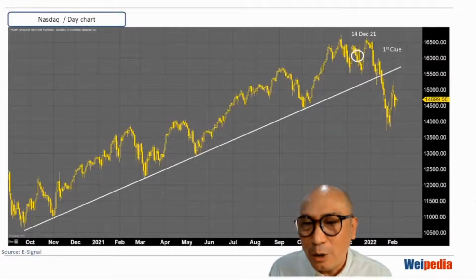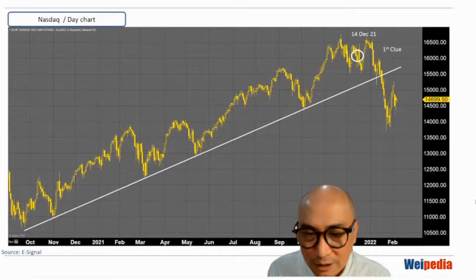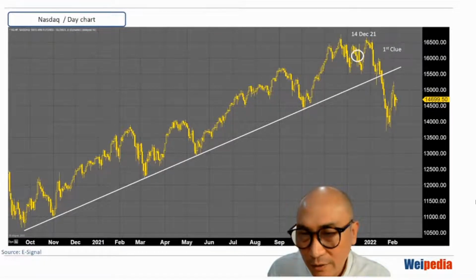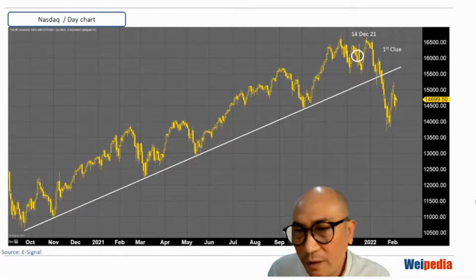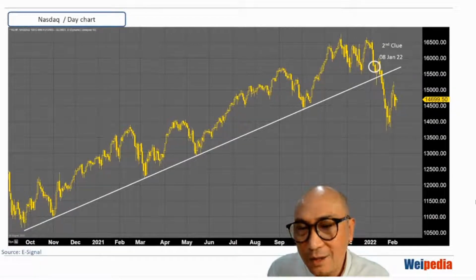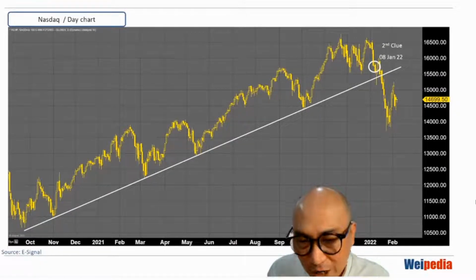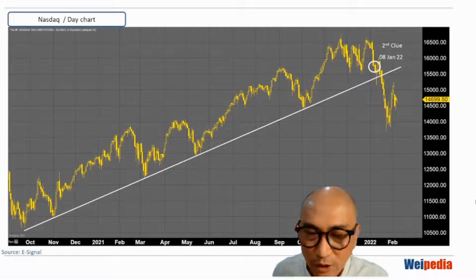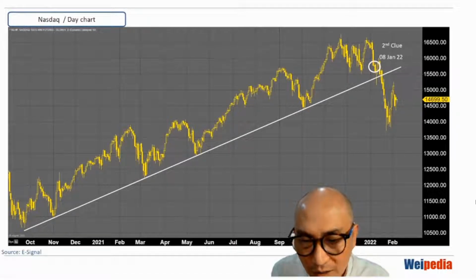Now, that was the first clue on 14th of December, that we studied Apple, not just Apple, but other big tech companies as well. So there's some movement going on. That was the first clue. And then the second clue was on the 8th of January. Towards the end of the segment, I'll share with you what is called market divergence.